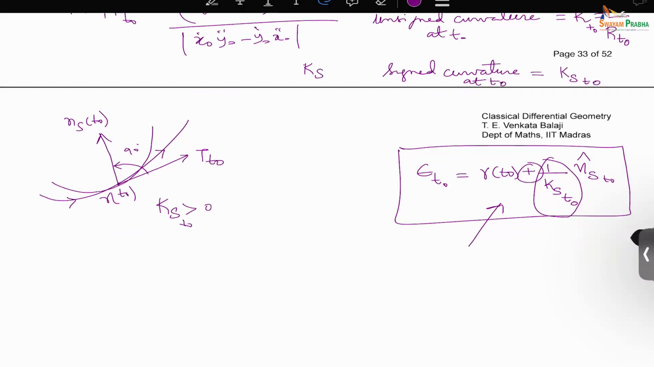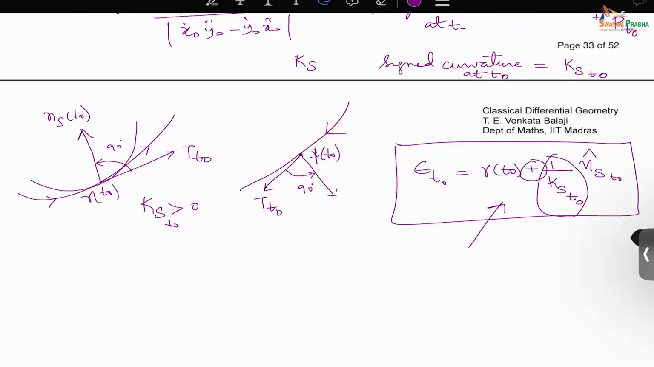Now you can imagine if I had the same thing. Suppose I was traversing like this, and this is the point, let us say gamma(t naught). Then you can see that the tangent vector at t naught is going to be like this. What is the signed normal now? The signed normal is the rotation by 90 degrees anticlockwise. So your signed normal will be like this.